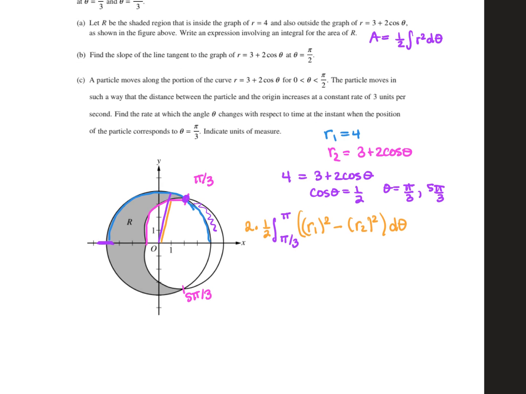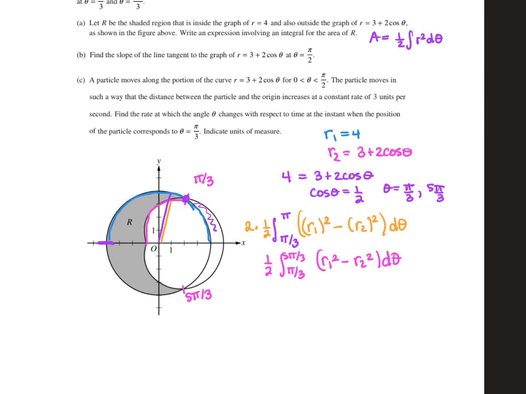We could have also written this as 1/2 the integral from pi over 3 to 5 pi over 3, and then R1 squared minus R2 squared. So either way works. Remember, with polar integrals, there's a lot of ways to do each of the problems.